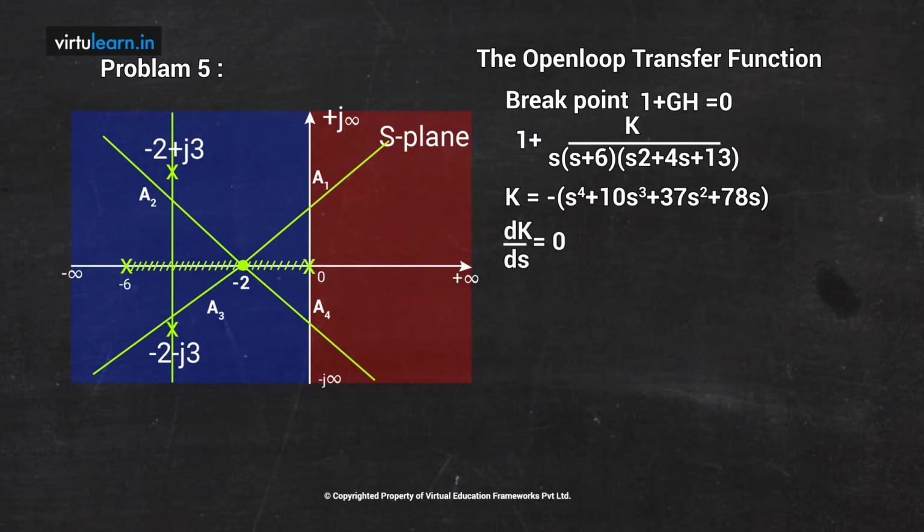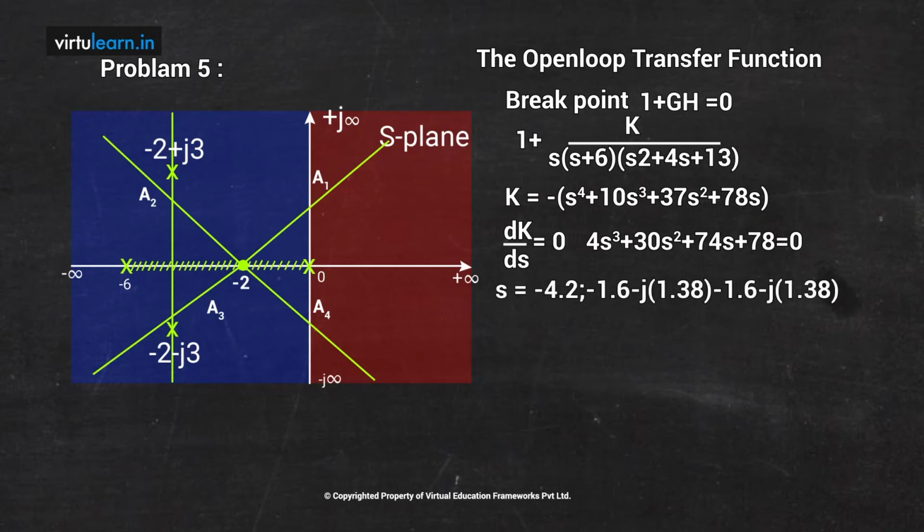When you do that, dk by ds is equal to 0, then you will be getting 4s cube plus 30s square plus 74s plus 78 is equal to 0, and the corresponding 3 roots are s is equal to minus 4.2, comma, minus 1.6 plus or minus j 1.38. So there are 3 roots of dk by ds is equal to 0, and out of 3 roots we need to check whether all are valid or any one is valid or all are invalid. We need to check it.